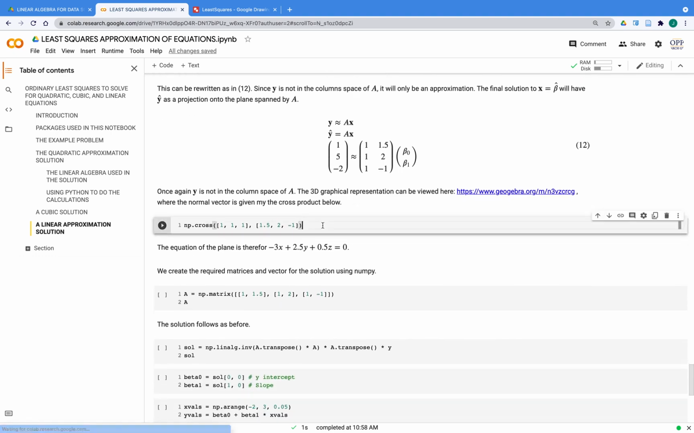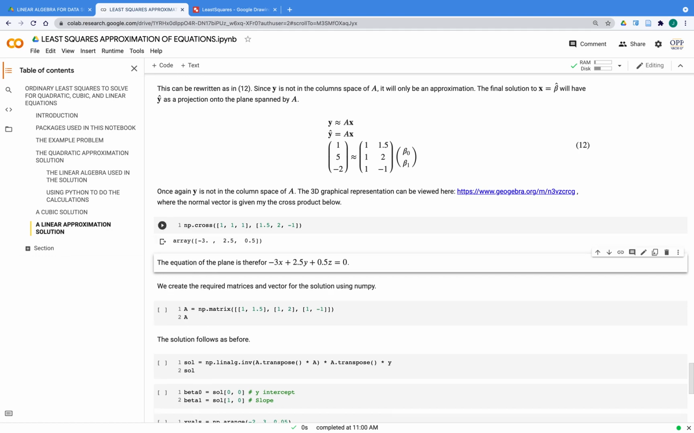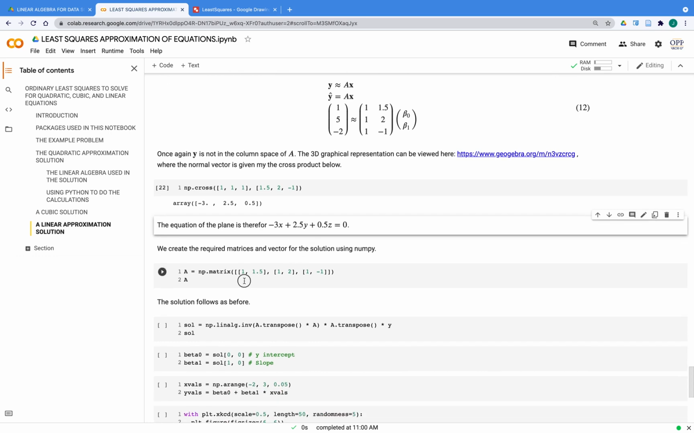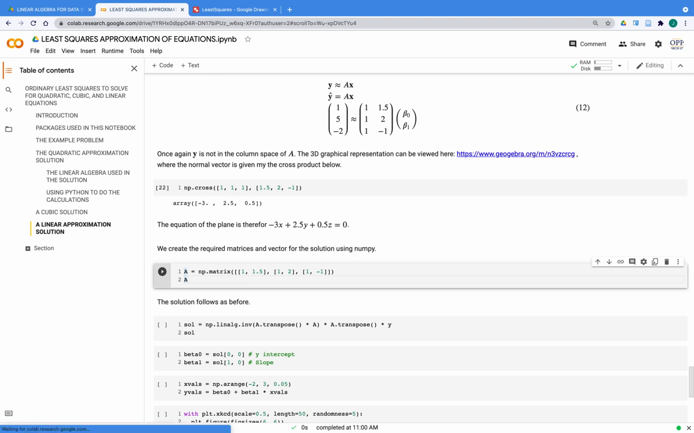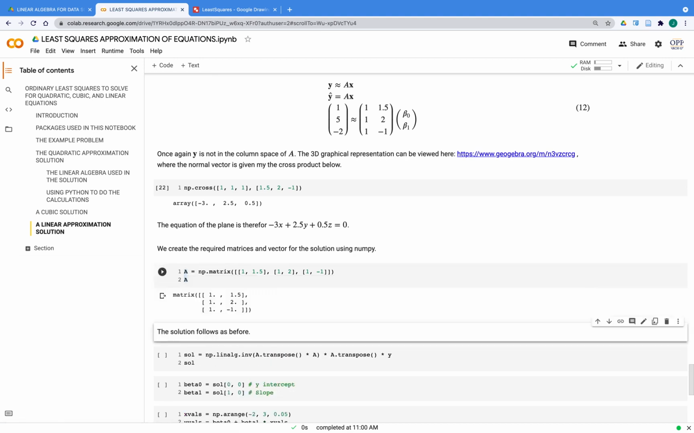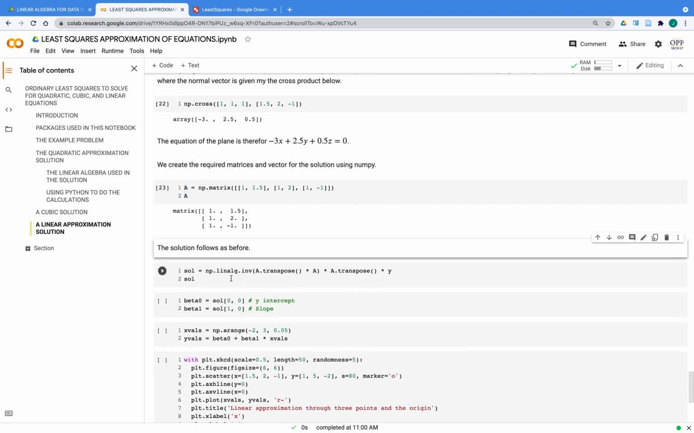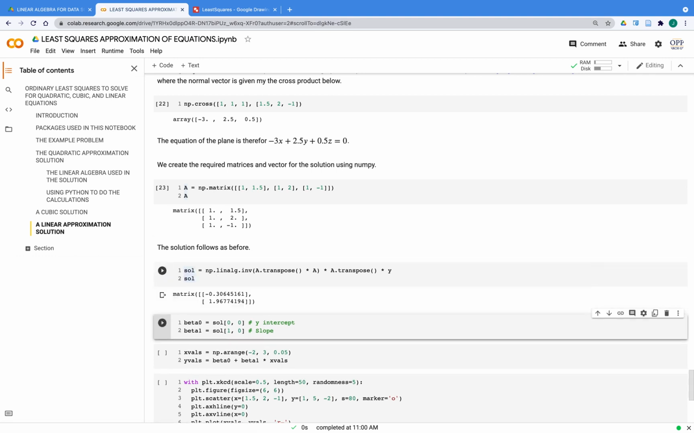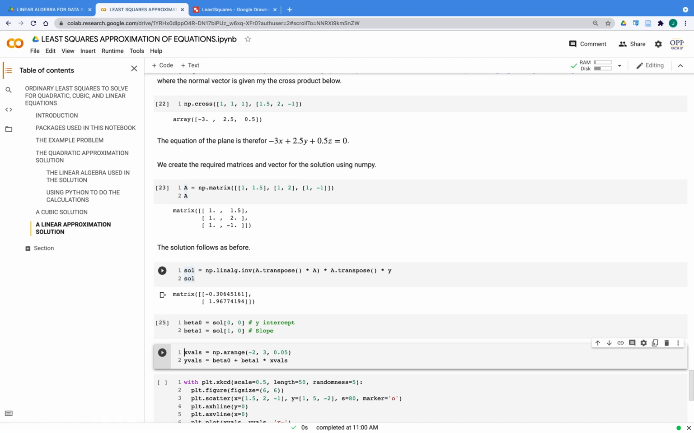And now if we want to create a plane, remember it's just the cross product now of these two column vectors, 1, 1, 1 and 1.5, 2, and negative 1. If we take its cross product, as we do there, we see that we can create this equation for our plane. And just to show you what that plane would look like. But then I'm going to create matrix A there now with the 1, 1, 1 as the first column vector, and then we're going to do exactly what we did before. So there's my solution using equation 6, ordinary least squares. I save beta sub 0 and beta sub 1.